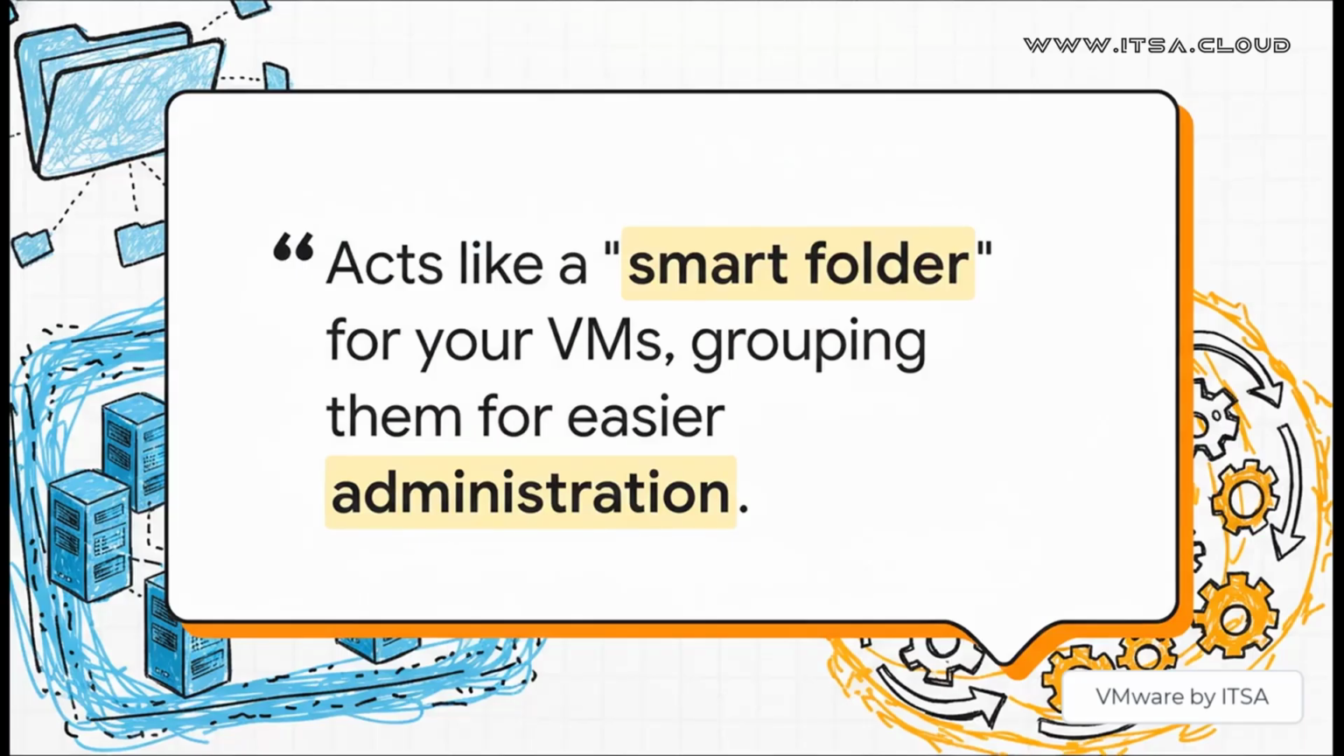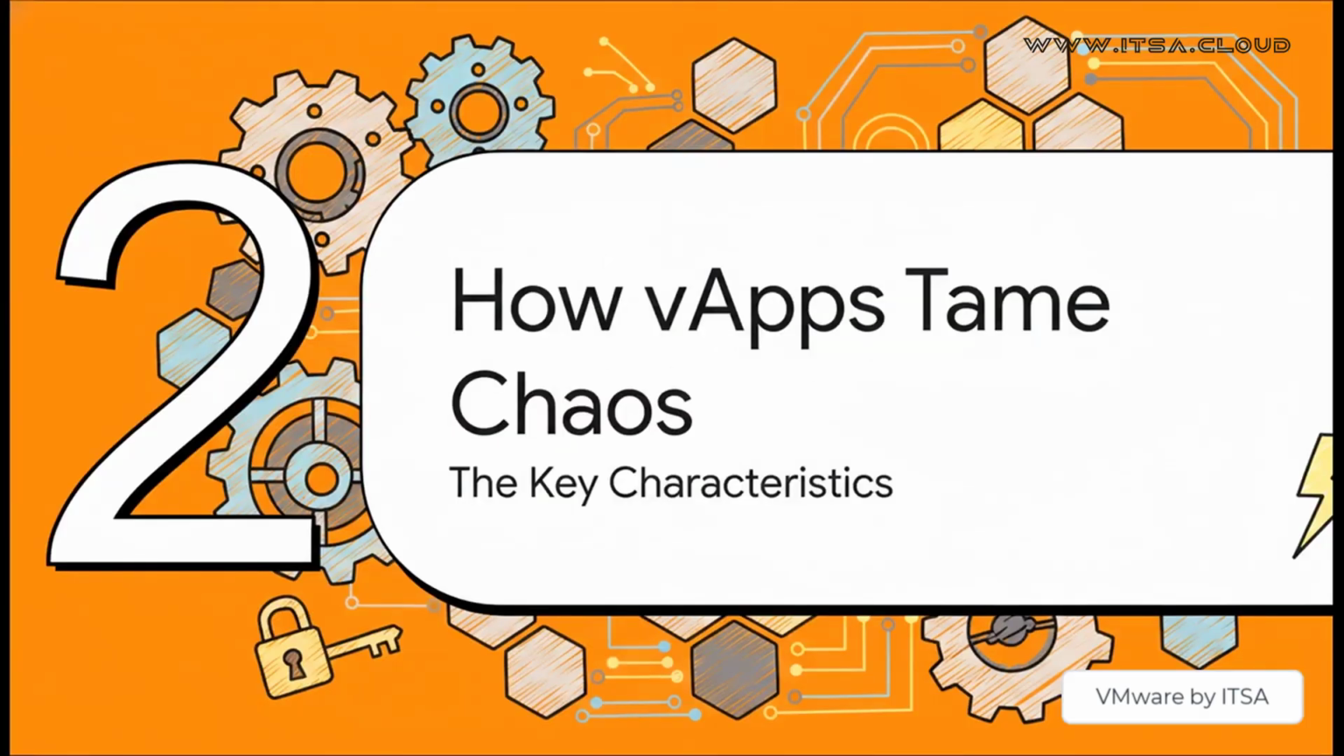This is hands down the best way to think about it. You know how you use folders on your computer to keep related documents together? Well, a VApp does the exact same thing, but for the complex, interconnected parts of your application. It's a smart folder because it doesn't just hold your VMs, it actually understands how they relate to each other. So how does this smart folder actually pull it off? How does it bring order to all that chaos? Let's break down its core features, because this is where you really start to see its power.